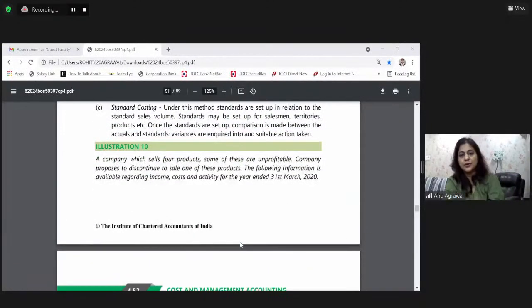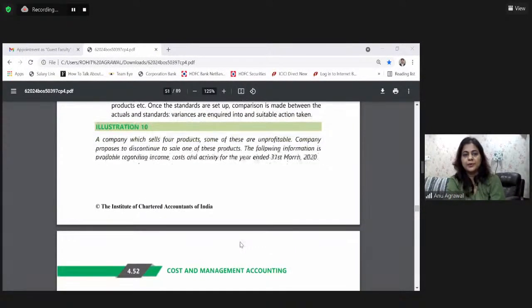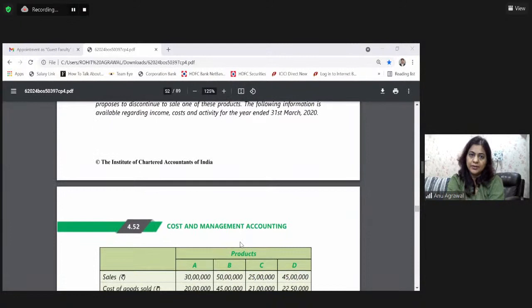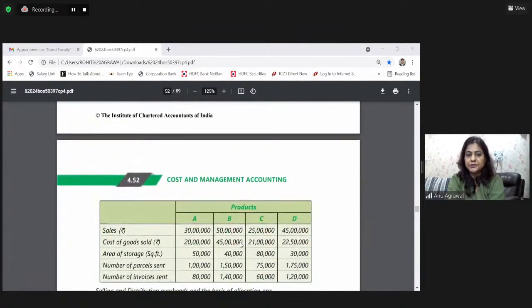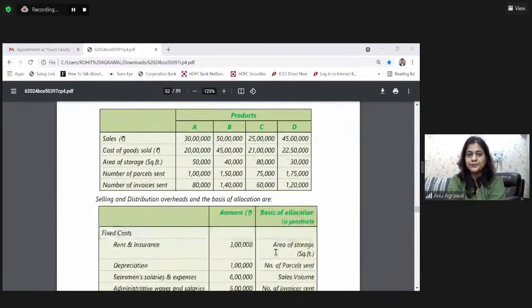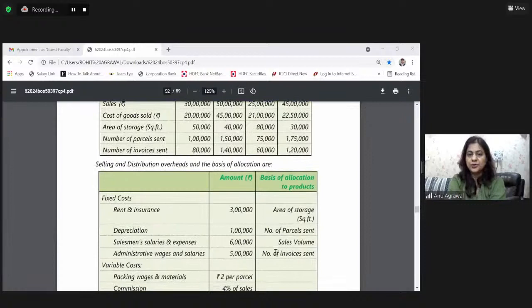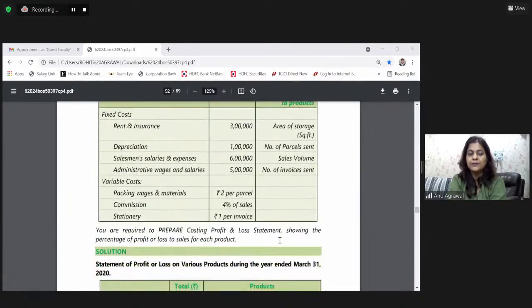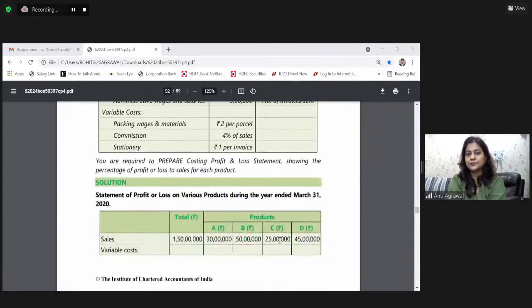A company which sells 4 products, some of these are unprofitable. The company proposes to discontinue the sale of these products. The following information is available regarding income, cost, and activity. So there are products given, sales, cost of goods sold, and they have given us some information. Now, selling and distribution overheads are on the basis of rent, depreciation, and so on. So they have given us the basis also. There are variable costs for everyone. You're required to prepare a cost sheet.